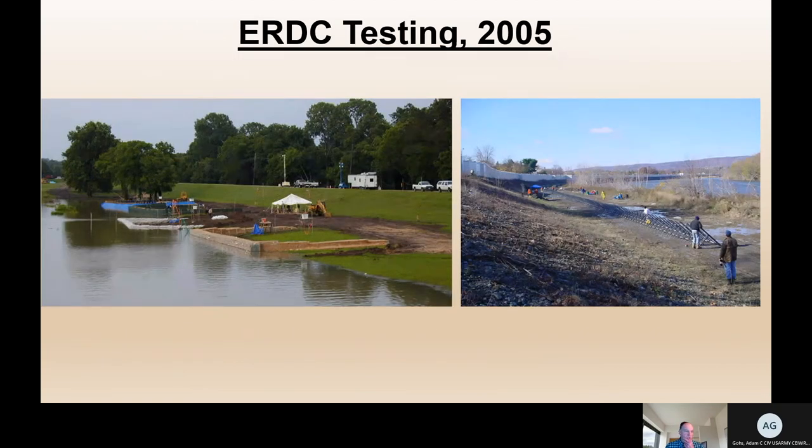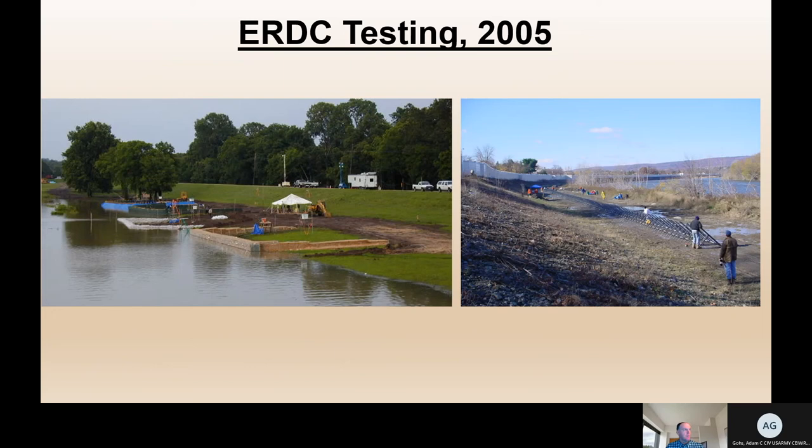Rick did a series of pretty considerable test series in 2005 after Katrina on the left. That's testing that was done on a HESCO and two other systems in Vicksburg. That's along the Mississippi River. And then on the right, that's at Wilkes-Barre, Pennsylvania, along the Susquehanna River.